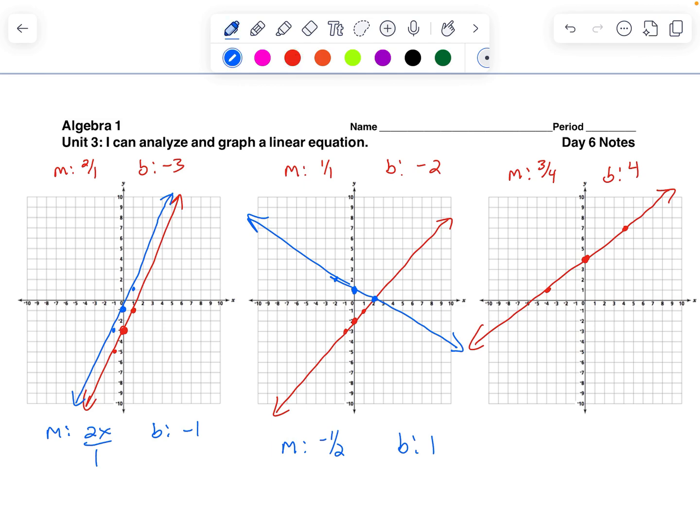Then let's look at the bottom equation. We have y equals negative 4 over 3x minus 2. So our slope is negative 4 over 3 and our y-intercept is negative 2. We put that first point on the y-axis where y is negative 2. Then a slope of negative 4 over 3 tells us to go down 4, right 3. We can also go up 4 from our y-intercept, left 3.